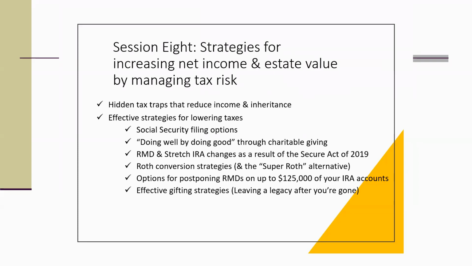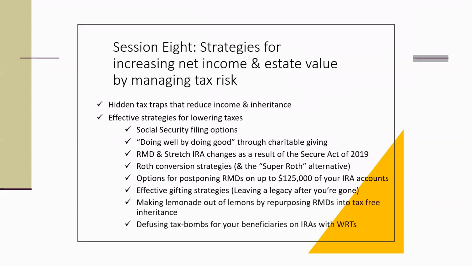We're also going to look at some of the changes as a result of recent legislation, specifically the Secure Act of 2019 and its impact on both RMDs and stretch IRAs. And we're also going to look at Roth conversion strategies and investigate whether that makes sense in not only mitigating future taxes, but also improving both income as well as estate value. And if you're loath to continue taking RMDs, there are actually some options for you that will allow you to postpone RMDs on up to $125,000 of your IRA accounts. We'll look at that. And finally, we'll look at effective gifting strategies to leave a legacy after you're gone.